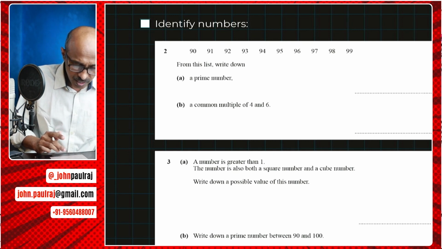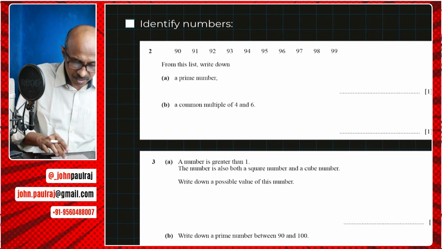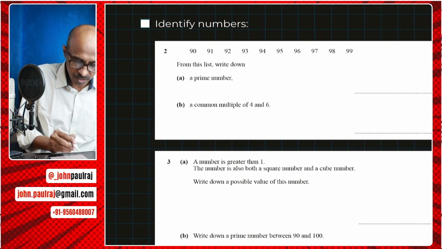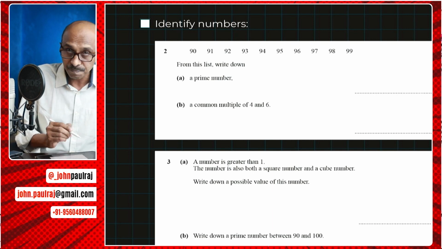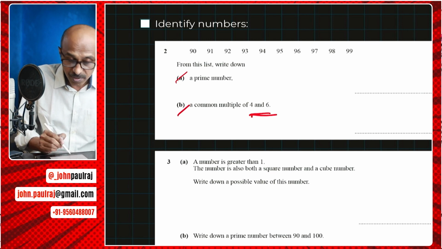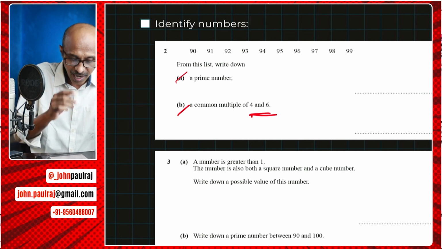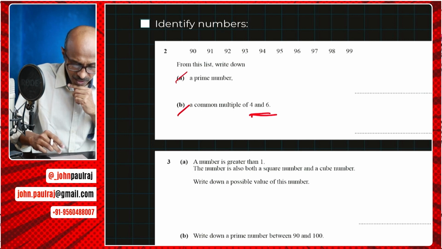Then comes this very interesting question, okay? This is going to be identify a number, or a group of numbers. They give you a list of numbers, something like this. Can you see this question? They give you a list of numbers and say, identify from the list a prime number, or a common multiple of 4 and 6. And sometimes, a factor of, let's say, 48 from some list. So identify a number or a set of numbers that way.